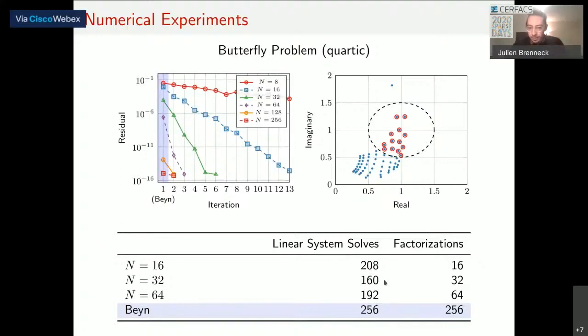But the main savings is that we can factorize once, store the factorization at each of the contour points, and then reuse them, which is very quick. So the successive iterations are very fast. So the main computational cost becomes just these 16 or 32, for example, factorizations, versus Bind where we need 256.